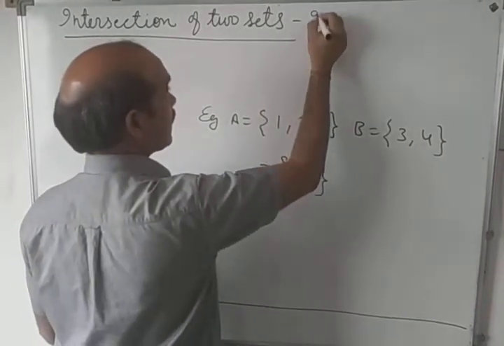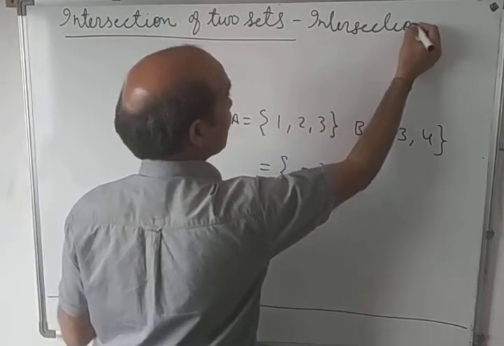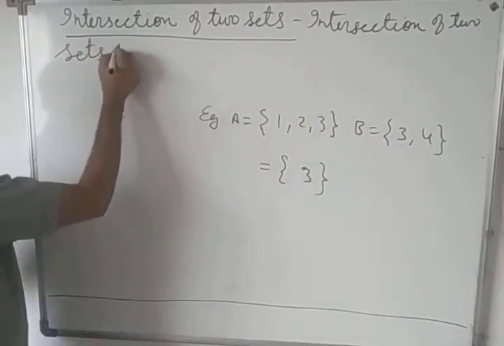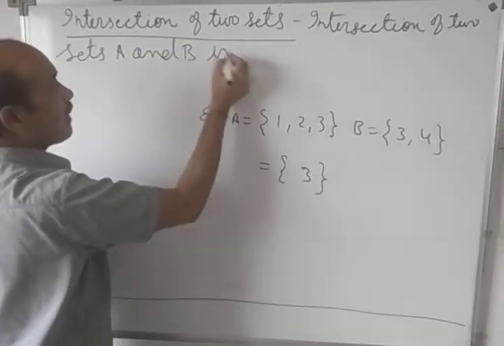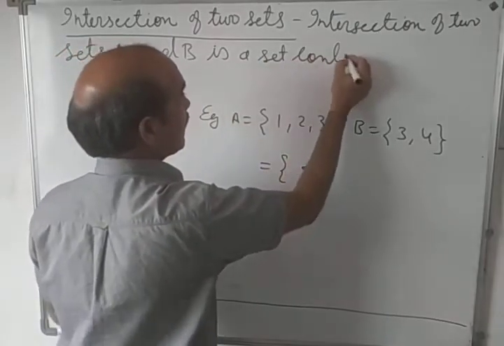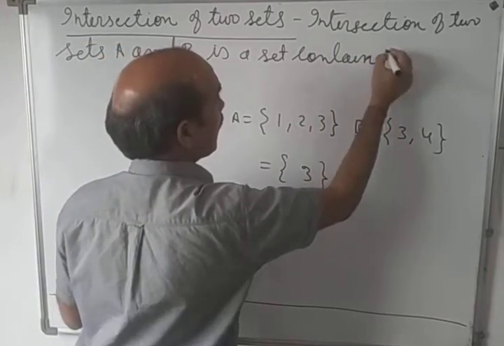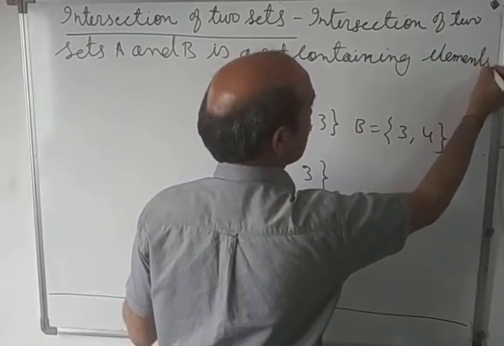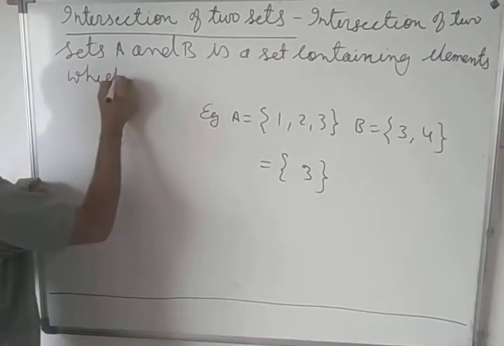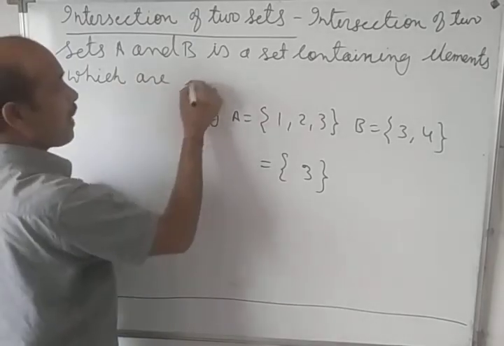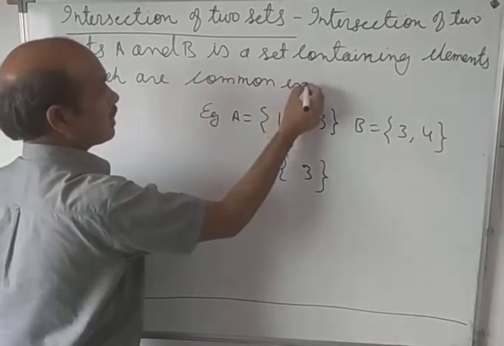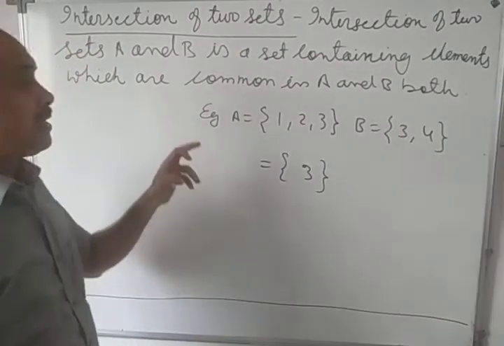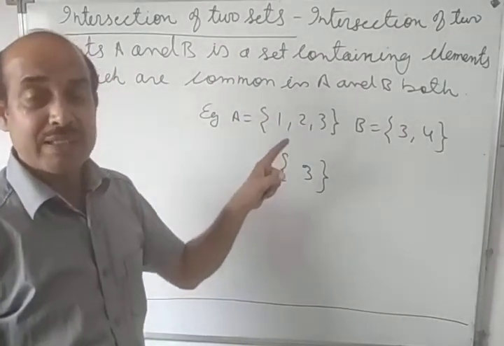Intersection of two sets A and B is a set containing elements which are common in A and B both, or we can say the elements which are in A as well as in B.